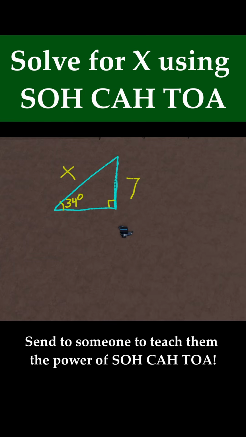In this first problem, we have a right triangle with an angle of 34 degrees and side lengths of x and 7. And how can we solve for x? So the first thing we need to do is label these sides in relation to the angle so we can figure out what part of SOH CAH TOA to use.